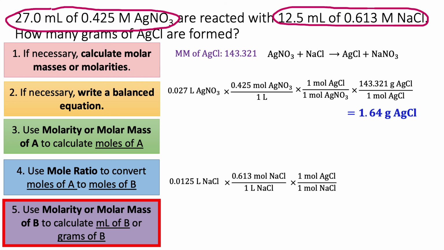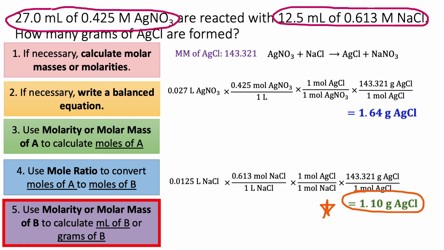Do the same for our sodium chloride calculation, and that gives us 1.1 grams of silver chloride. And again, in a limiting reactant problem, we're always looking for the smallest amount, and that's going to be this one. That is how much silver chloride we're going to make.